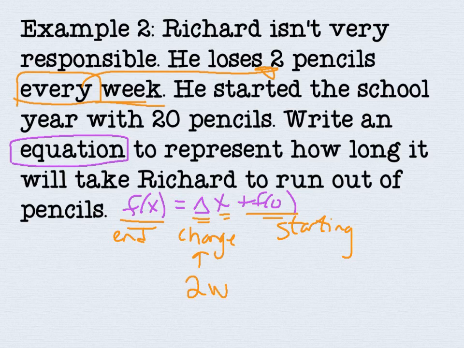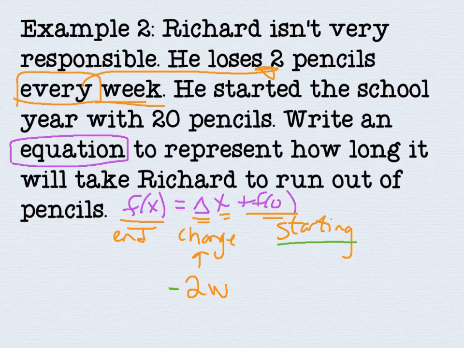Then let me just make sure for a minute. He loses 2 pencils every week. So that losing means that we should have a negative 2. We're getting to a smaller number. That should be a negative 2w. So make sure that you're checking yourself as you go along with those negative signs.